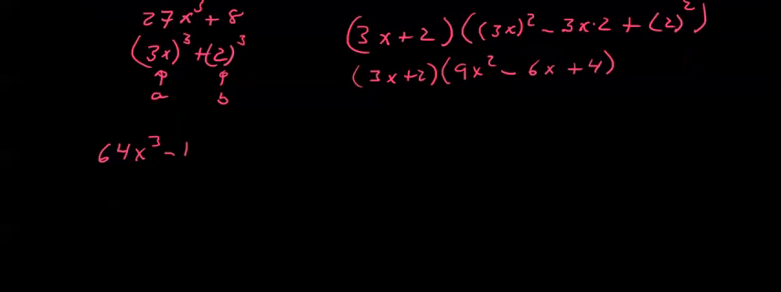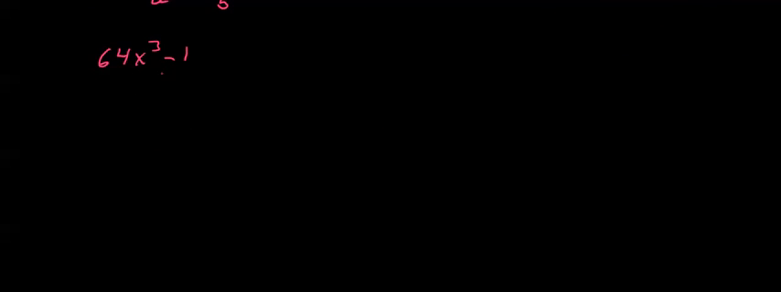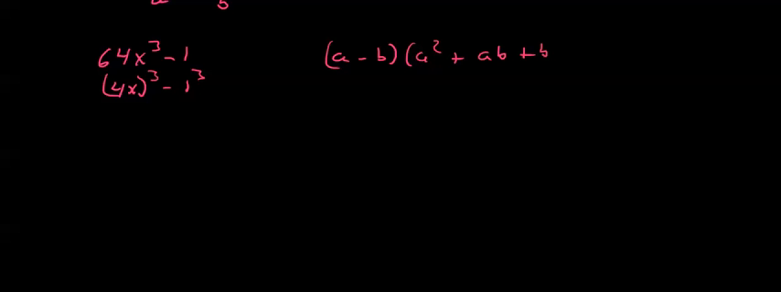64x cubed minus 1. The last one was a plus, yeah. So this is the difference of perfect cubes. This is 4x raised to the third power minus 1 to the third power. Our formula, remember, is a minus b times a squared plus ab plus b squared. All right, 4x is a and 1 is b.